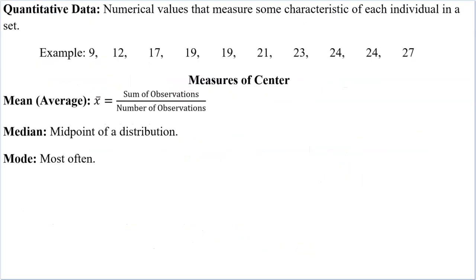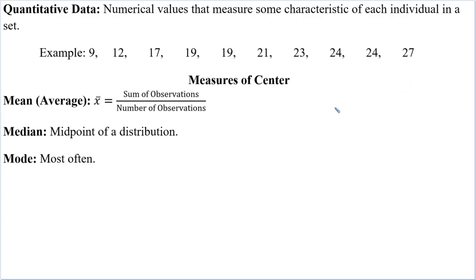Like we said, we're also going to talk about some statistics in this lesson as well. We'll keep it simple. So here we go. We're going to look at quantitative data, that is numerical values that measure some characteristic of each individual in a set. So for example, let's say I have some numerical values. Those could be test scores, those could be dollars earned per hour of work, really anything like that.